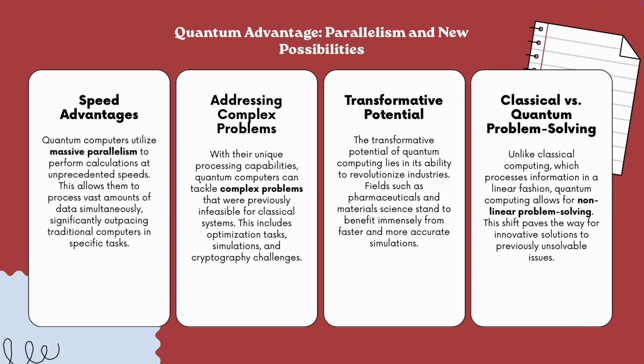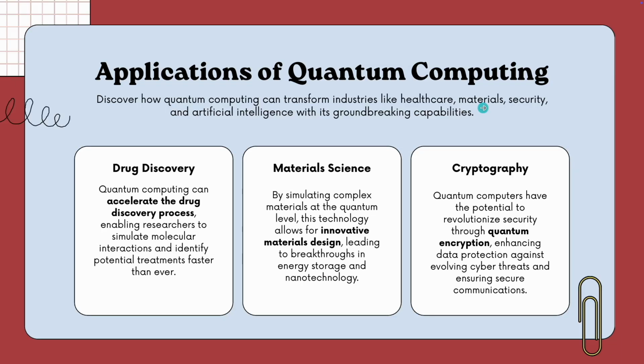They can handle optimization problems, simulate complex systems, and even tackle cryptography challenges. Fields like pharmaceuticals and material sciences could benefit enormously from this speed. Because simulating molecules or designing new materials would take years on classical computers, but could be done much faster with quantum ones. These are the advantages of quantum computers and why we would choose a quantum computer over a classical computer.